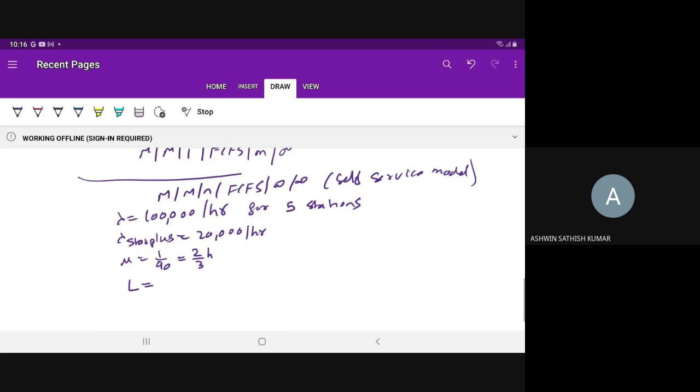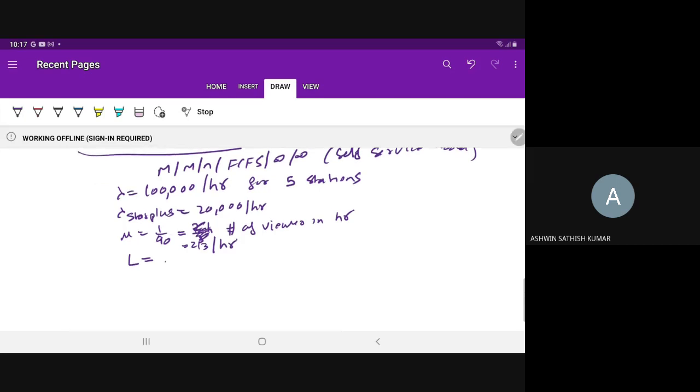Clear? Mu, we have to write it as 2 by 3 per hour, which means the number of viewers per hour that we have to write. So correct, 2 by 3 viewers per hour. In that case, we generally do not write the unit, or we write the per hour. Either you write the per hour, 2 by 3 per hour. So that is clear that it is the viewers per hour.